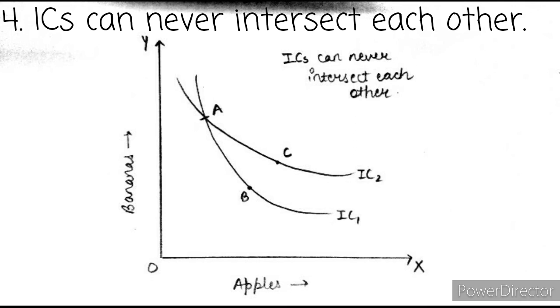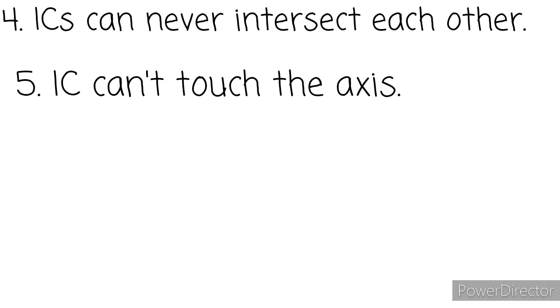Okay. Now the last property is that IC can't touch the axis. Why? Because this is contradictory to the assumption of two goods. We're going to discuss the assumptions now.